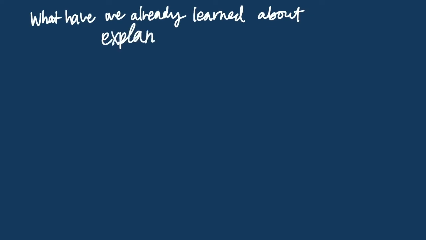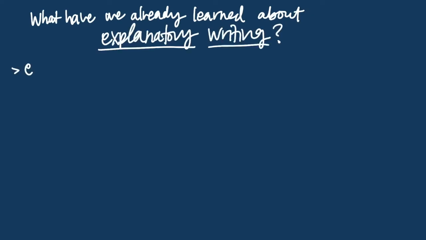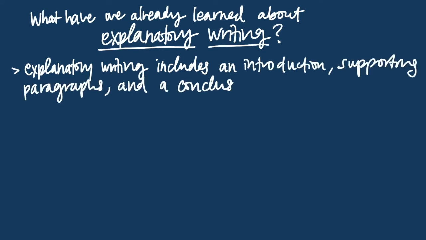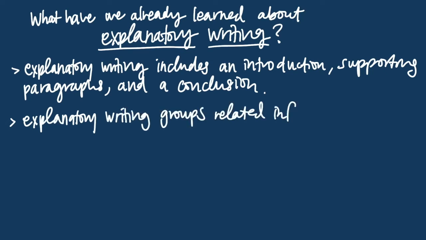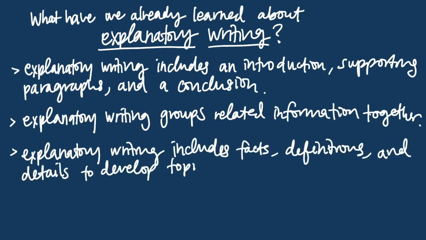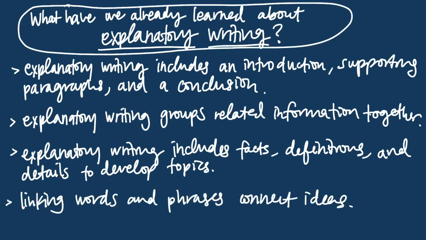So what have we already learned about explanatory writing? So now we're shifting back to explanatory writing after working on narrative writing for Module 3. Explanatory writing includes an introduction, supporting paragraphs, and a conclusion. We know that explanatory writing also groups related information together. We know it includes facts, definitions, and details to develop topics, and we use linking words to connect ideas.